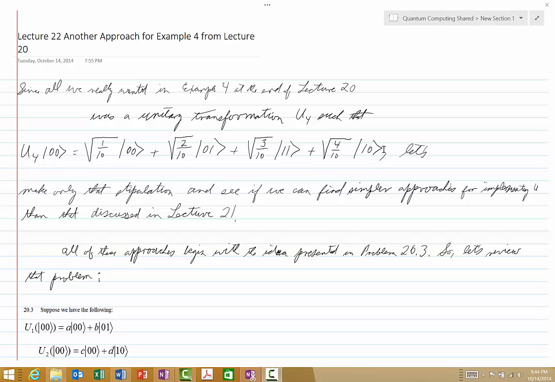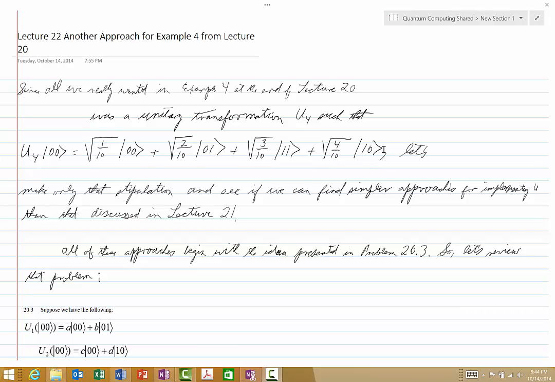And then in Lecture 21, we discussed how to implement a general unitary transformation. In other words, we showed how to write a general unitary transformation as a product of two-level unitary transformations, because once we do that, then we know easily how to implement each one of those two-level unitary transformations. So that was the approach we took in Lecture 21. But as was noted at the time, that was somewhat tedious. And so in this lecture, we're going to revisit the problem.